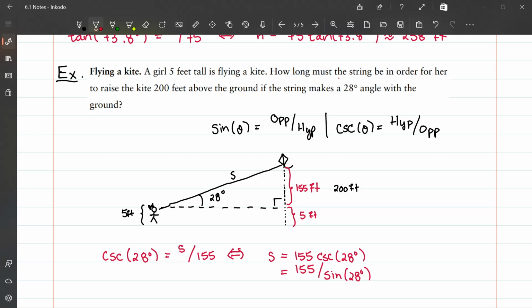It looks like they don't ask for any kind of rounding in this case, so I'm going to say generically, let's round to 2 decimal places. If I put this in our calculator and round, it looks like we should be getting approximately 330.16 feet long. That should be the length of the kite string to make the situation work out.